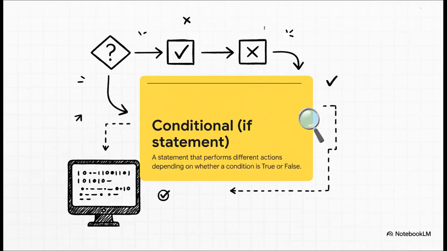We do it with something called a conditional, or what you'll almost always hear it called, an if statement. And it's exactly what it sounds like. It's a fork in the road for our code. It lets us say, if this thing is true, do this. Otherwise, do that. It's how our program starts to make choices.